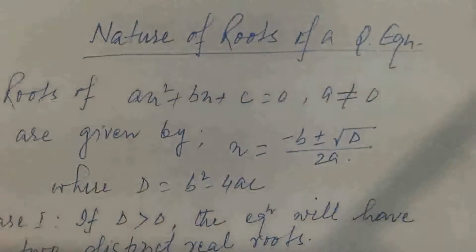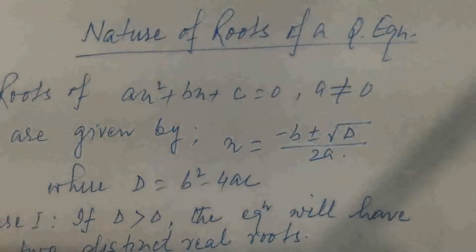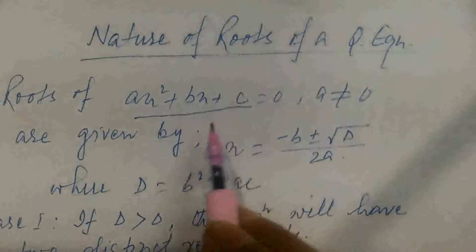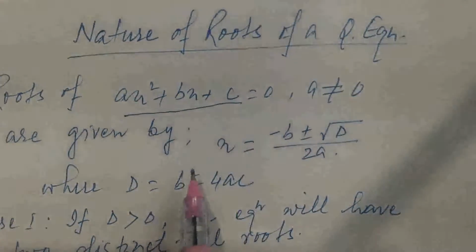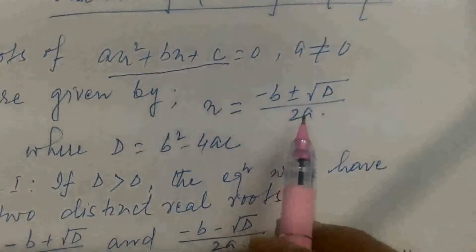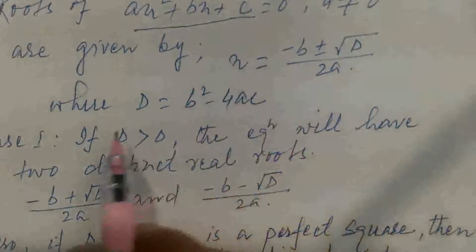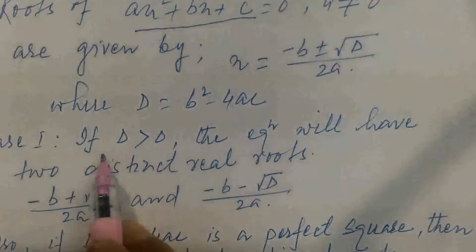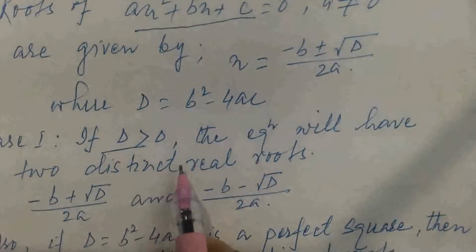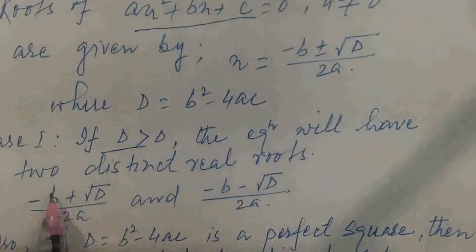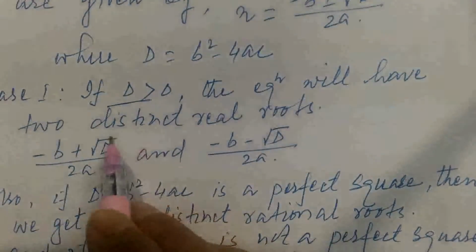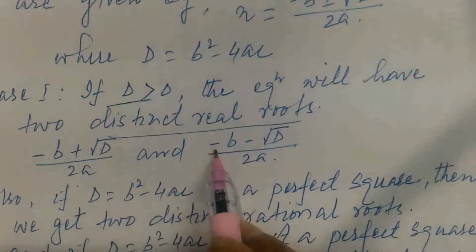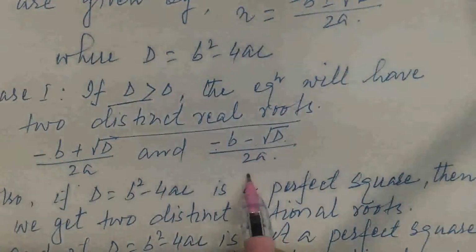Now we will discuss the nature of the roots of the equation. If you have a quadratic equation ax square plus bx plus c, a not equal to 0, you know the roots are given by x is equal to minus b plus minus root d by 2a, where d is equal to b square minus 4ac. Now if d is a positive number, more than 0, then the equation will give you two distinct real roots. The roots will be minus b plus root d by 2a and minus b minus root d by 2a.